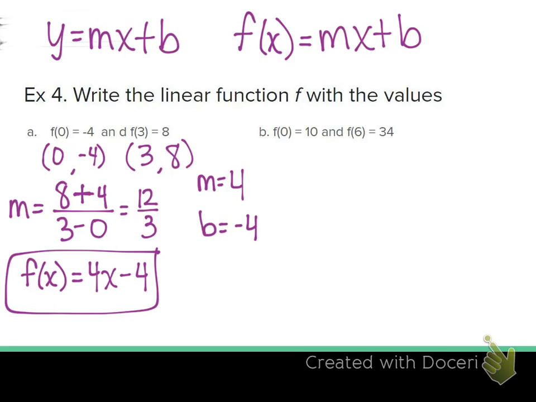Okay. So on letter B, why don't you go ahead and give that one a try on your own for a minute. Remember, you're going to have to identify what points they're using. And then identify your m and your b so you can write your function.